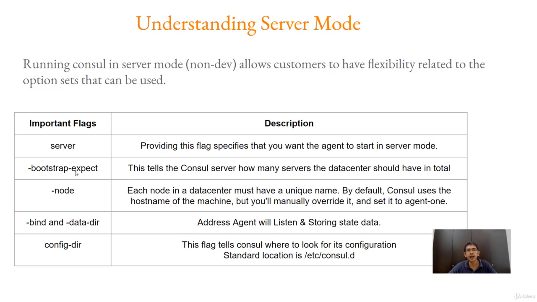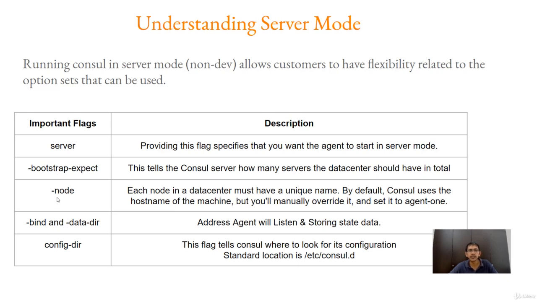Second one is bootstrap-expect. This tells Consul how many servers in the data center should be there in total. Many times what happens is that if you have a high availability based setup, there can be 3 servers or 5 servers or 7 servers. How many servers there would be is something that you can specify with this. We'll be discussing this in detail in the high availability part.